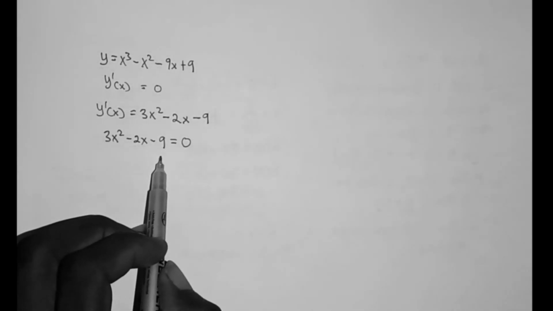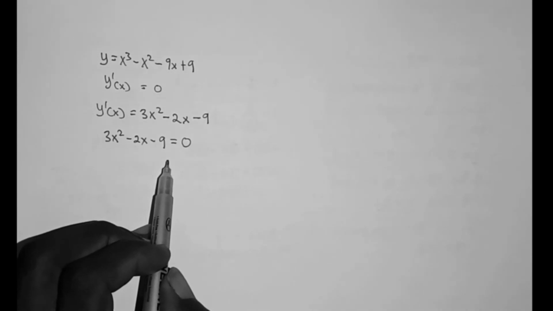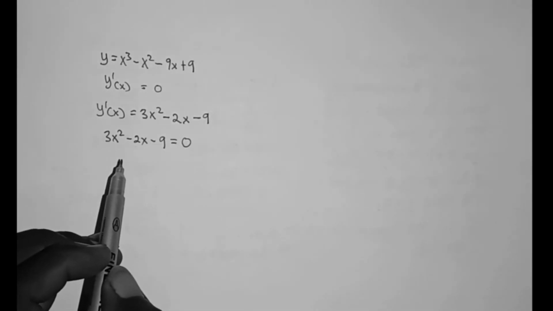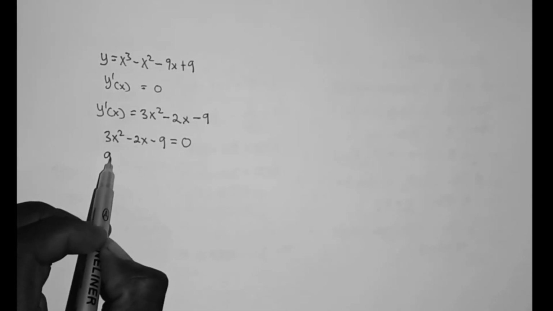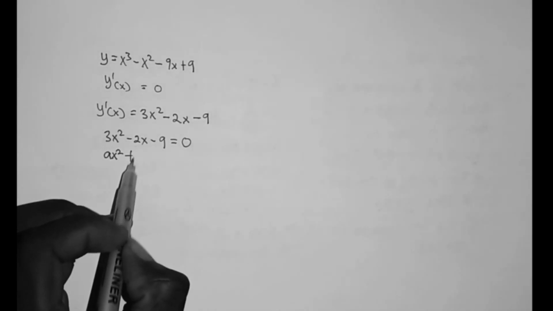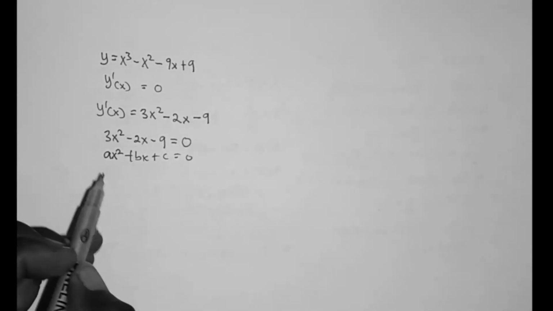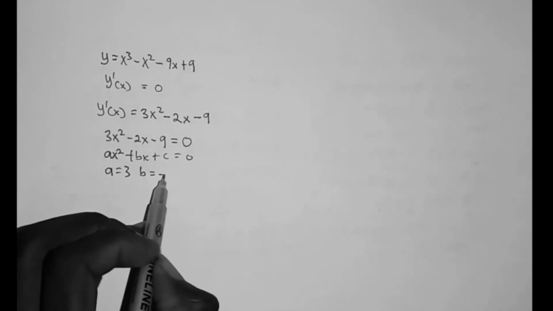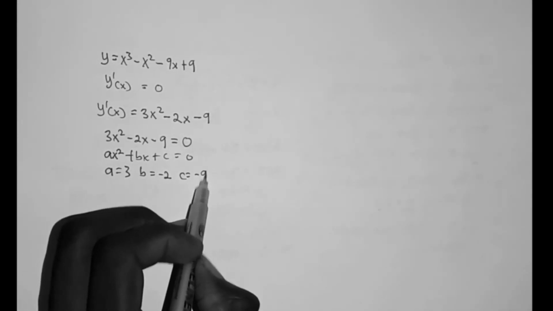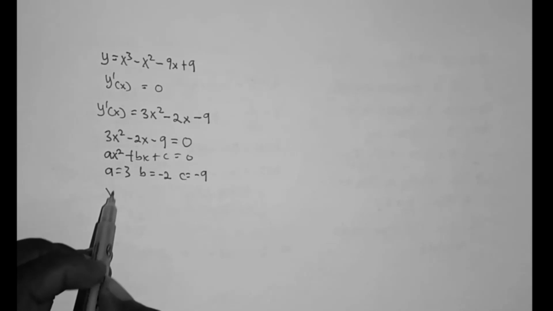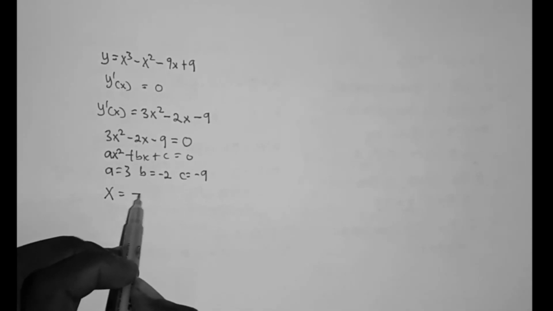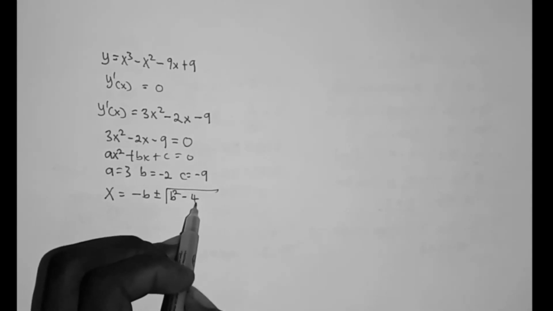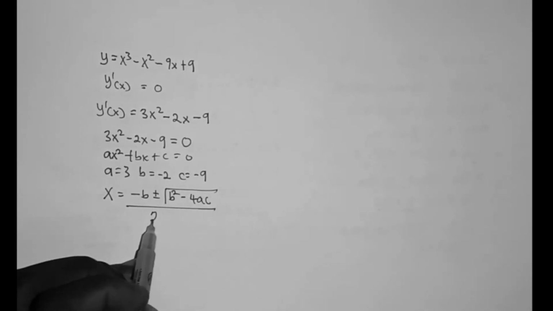3 times minus 9, if we go by that route, we will not get straight factors. So let's use the quadratic formula. So you see that this is of the form ax squared plus bx plus c equals 0. So you can see that from here, a is equal to 3, b is equal to minus 2, and then c is equal to minus 9. So the quadratic formula, x is equal to minus b plus or minus square root of b squared minus 4ac, all of that divided by 2a.